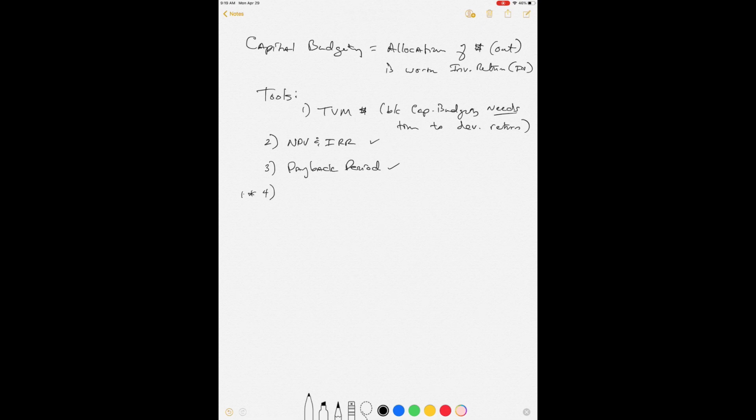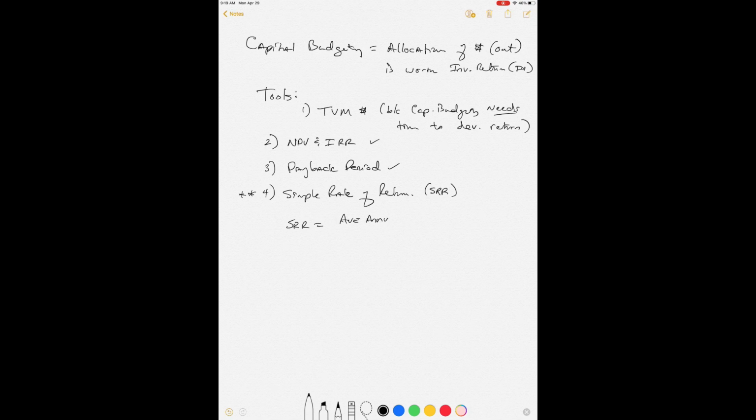Well, now I have a new one for you. This new tool is going to be called simple rate of return. It's something people use a lot, SRR by definition, and so I want to make sure that I go over what it is and how it can be used.